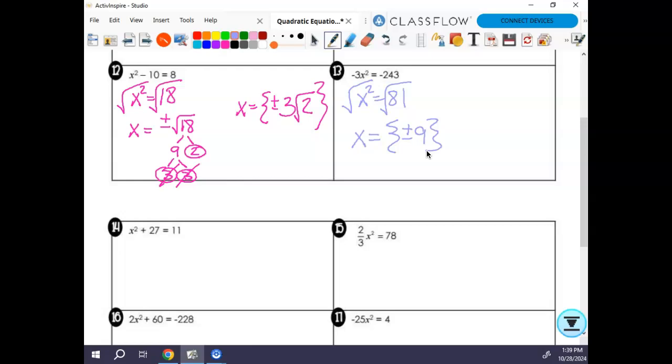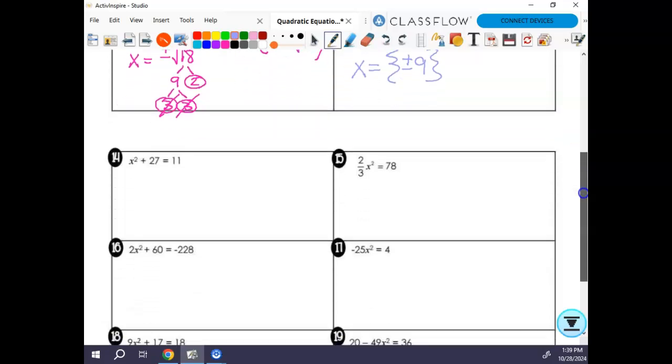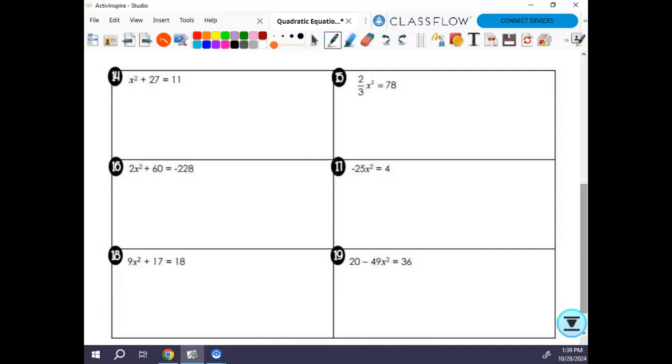All right. Now let's look at 14. I'm going to move this 27. So this will give me x squared equals negative 16. My x squared is positive, so I'm going to go ahead and take the square root of both sides.